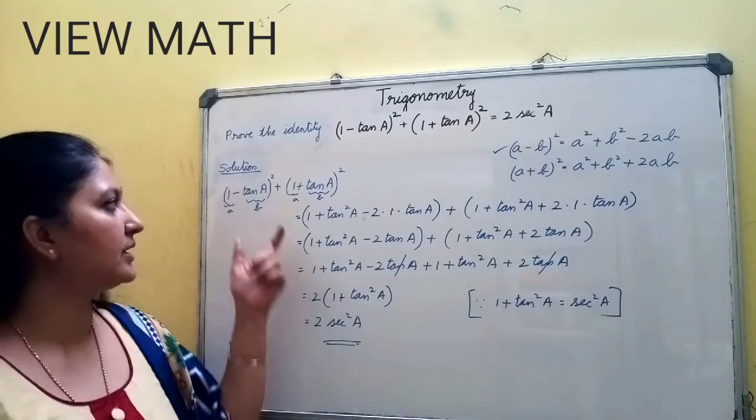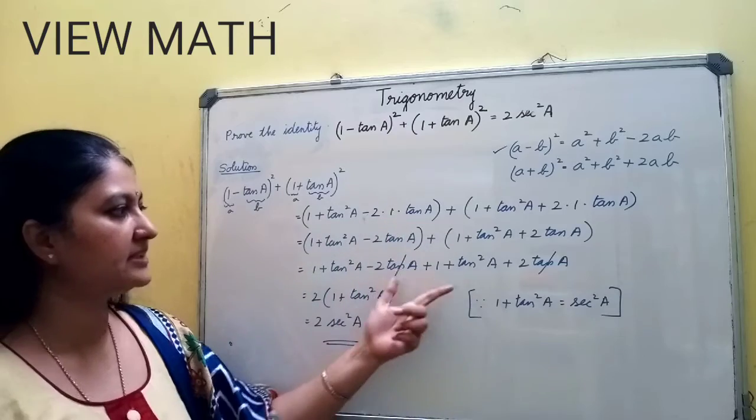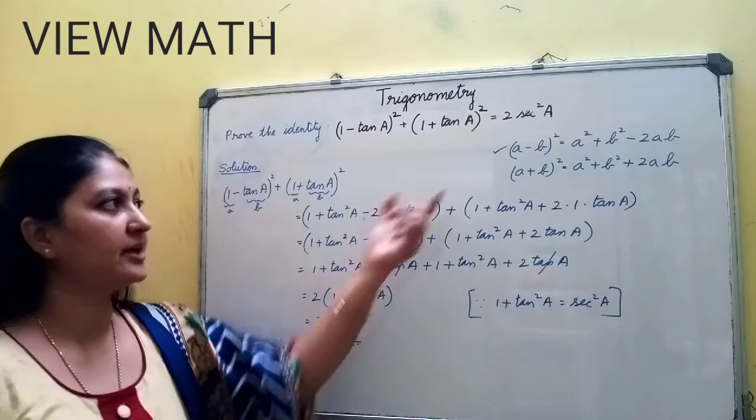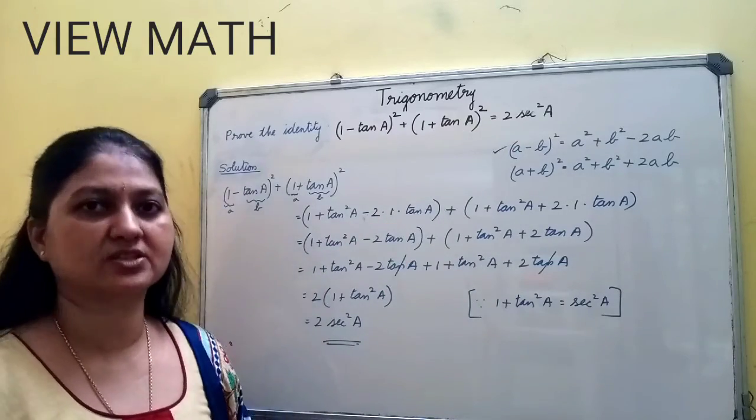So it's a very simple one. I am using the formula to expand it, then doing the simplification, and I am able to prove it is equal to 2 secant square A. Okay.